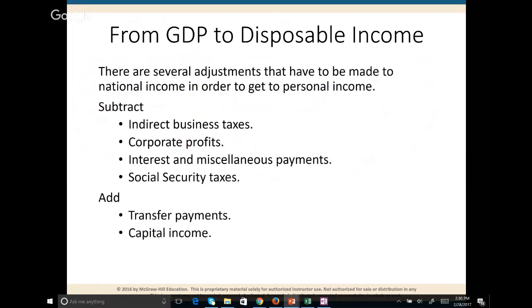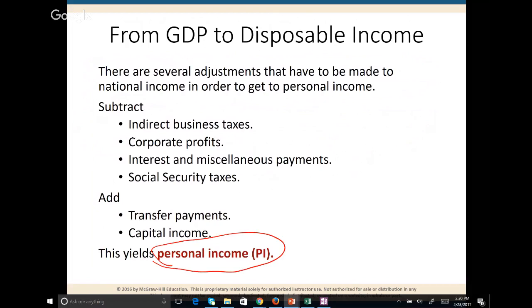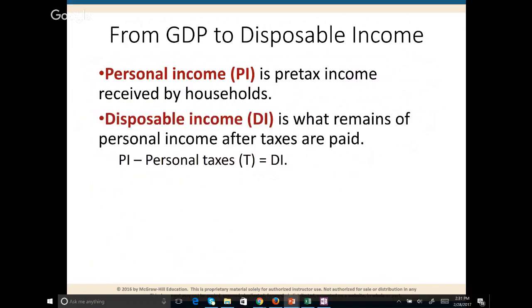So know how to get your personal income. So this formula here, make sure you know how to do this, okay? So how to go from GDP to your personal income. So how much money that each consumer has. And your disposable income is your personal income minus personal tax.